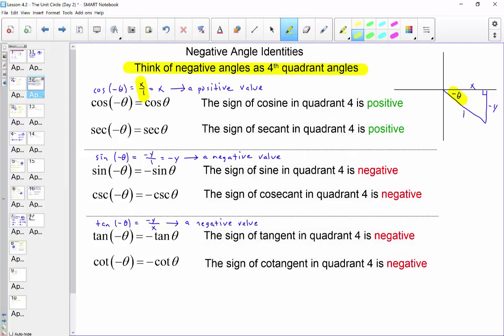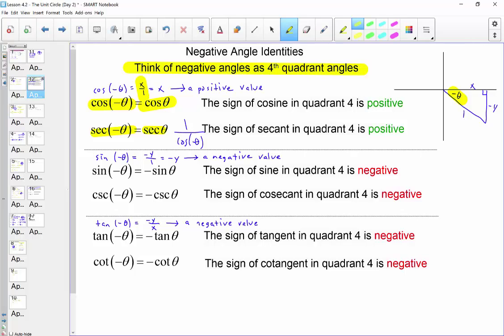So therefore, the cosine of negative theta equals a positive value, specifically the positive cosine of theta. And looking at secant of negative theta, since that's equal to 1 over the cosine of negative theta, and we've just shown that the cosine of negative theta is positive, then 1 over a positive value is also positive. So the secant of negative theta equals a positive secant of theta.